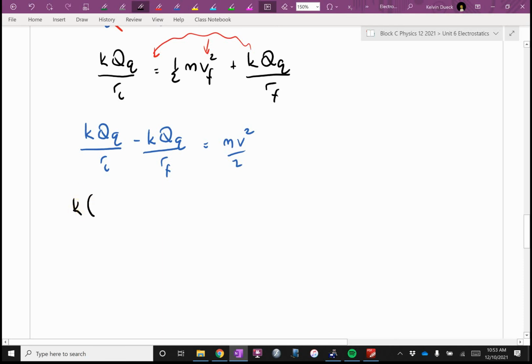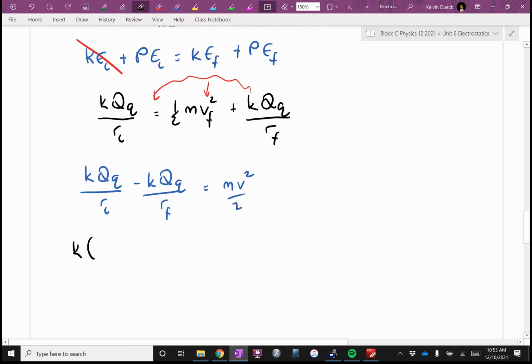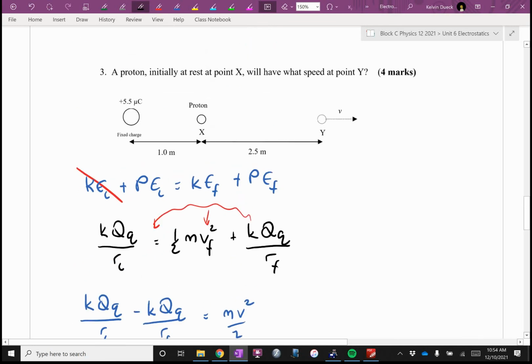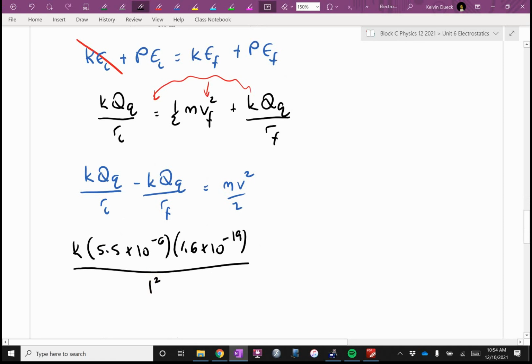K, big Q, 5.5 times 10 to the negative 6, little q. It's a proton. All over 1. Don't forget this. No squared, Mr. Dewick. Minus K. Oh, you know what? Minus same thing times same thing times same thing all over.